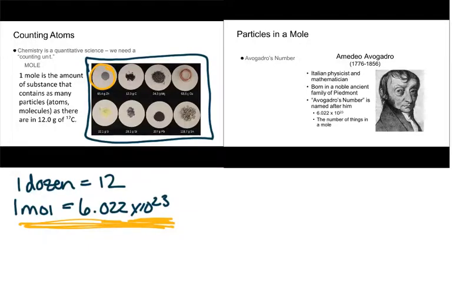So Amadeo Avogadro is the scientist that came up with the mole, which is the counting unit, the 6.022 times 10 to the 23rd. So it was named after him. That is called Avogadro's number or Avogadro's constant. But 6.022 times 10 to the 23rd is the number. You're going to use that number so much that you should memorize it.